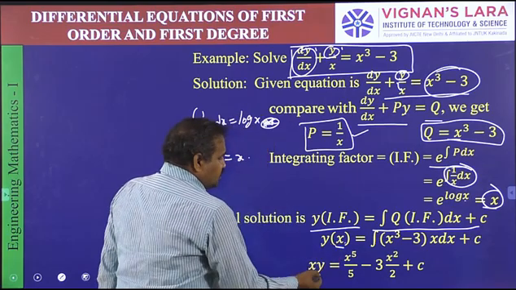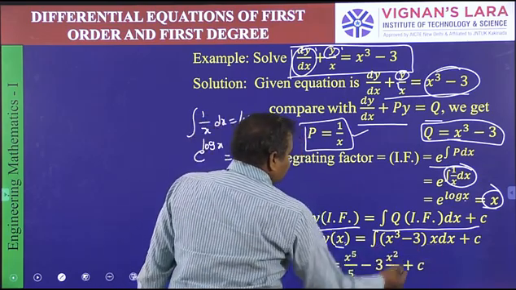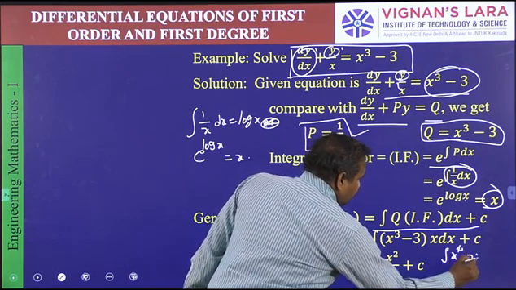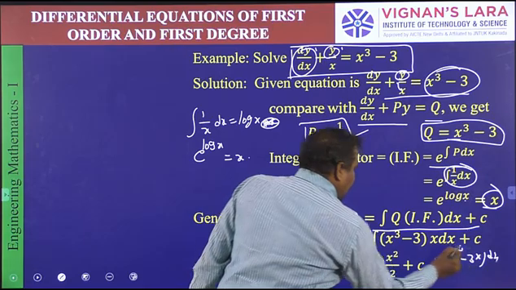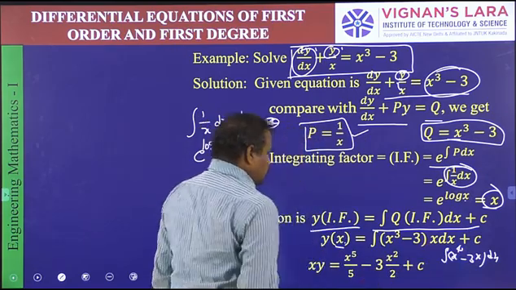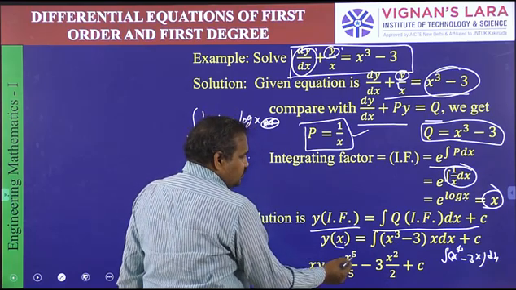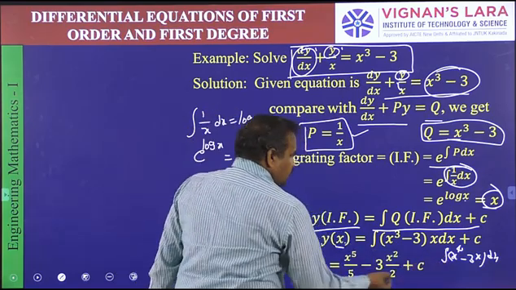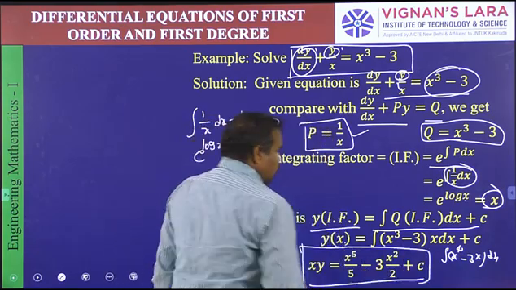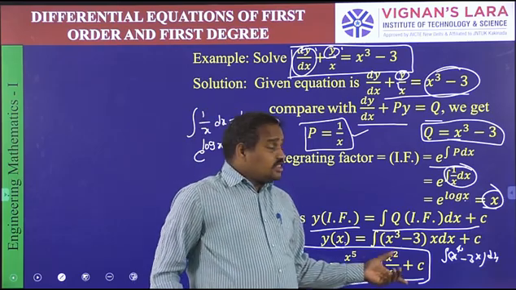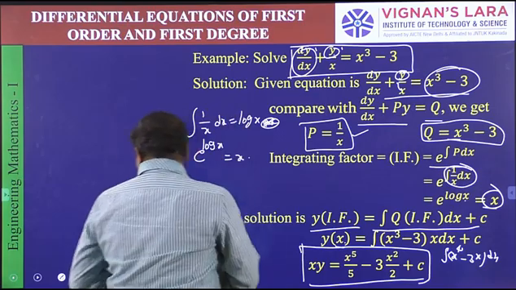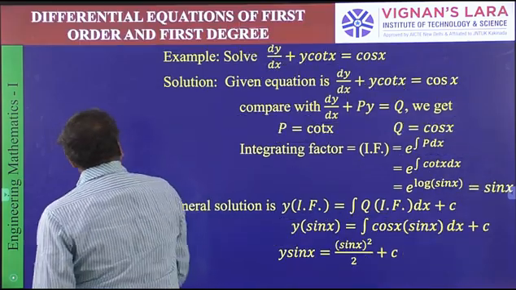So y into x, xy, x cube into x, x power 4. So this one changes as x power 4 minus 3x dx. Here I multiplied x inside, x power 4. So what is the value of x power 4 integration? x power 4 integration is x power 5 by 5 minus 3 into x integration is x square by 2 plus constant value c. So here constant existing in the general solution but not in integrating factor. Remember that condition.